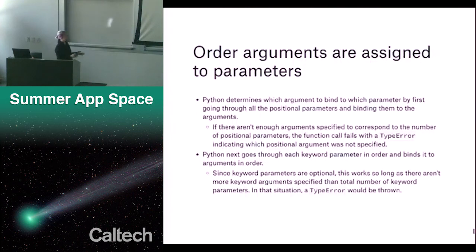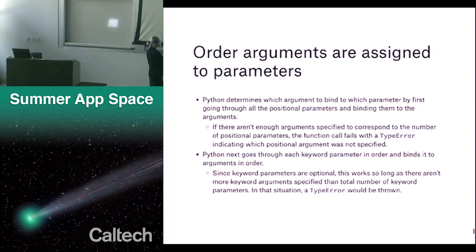Okay. So how does Python decide, if you specify a bunch, which arguments to bind to which parameter? This is what we need to understand to answer your question. First it goes through all the positional parameters because they're all required. It chomps on those and assigns the arguments to those parameters. If there aren't enough, it's going to crash with a type error. It next goes through each keyword parameter and binds it to the arguments in order.